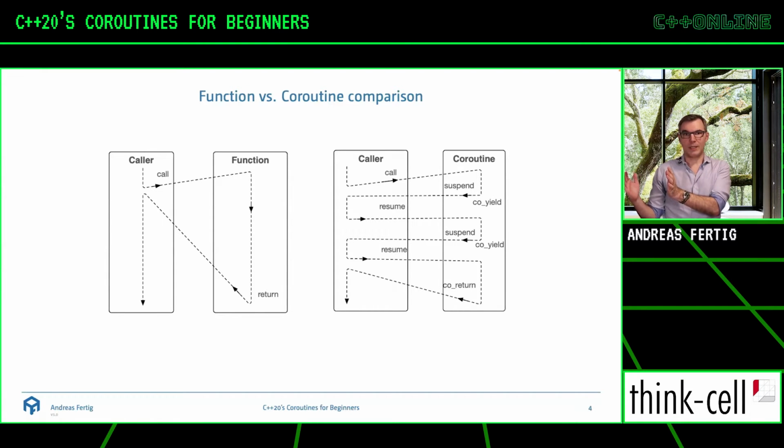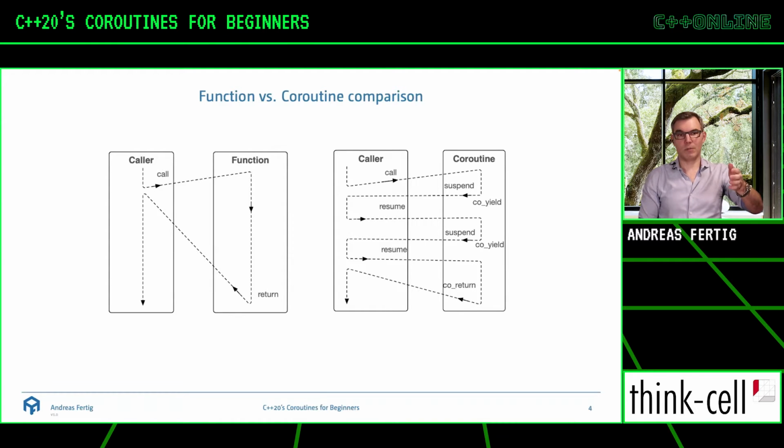On the right-hand side, you can see the control flow of a coroutine, which can be totally different. We have a caller that places a call to a coroutine, or a coroutine function. One property of coroutines is that they can be paused and resumed. This is very different from the model of a pure function. In my picture here, the coroutine runs up to a certain point, and then it suspends itself and yields control back to the caller. With that yield, it can also transfer a value.